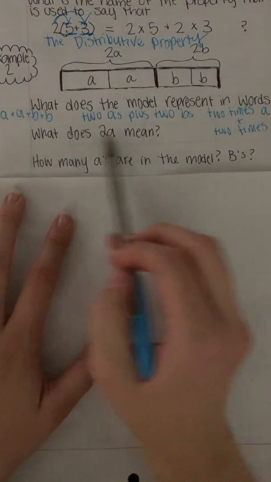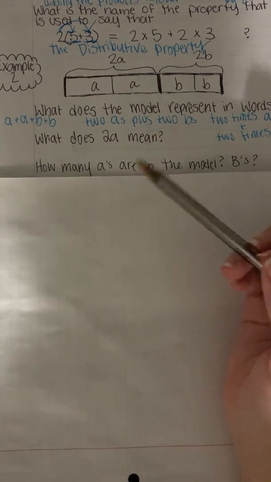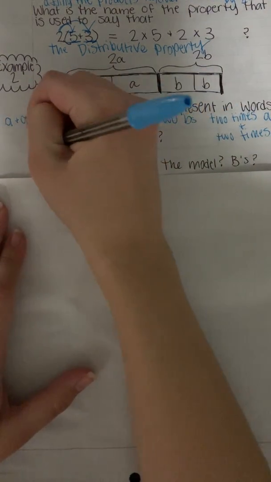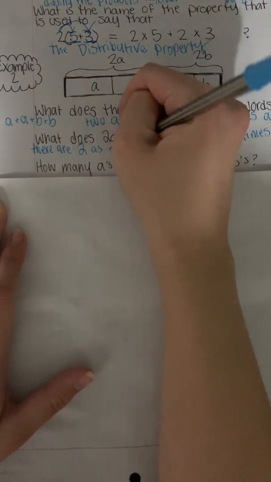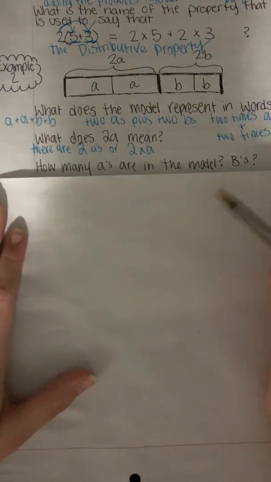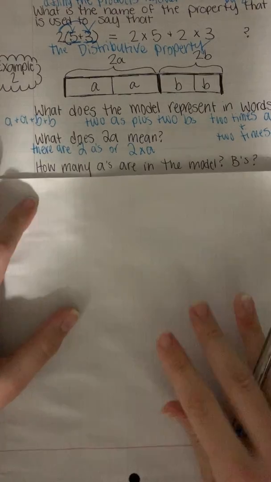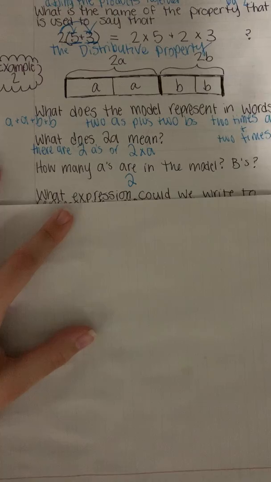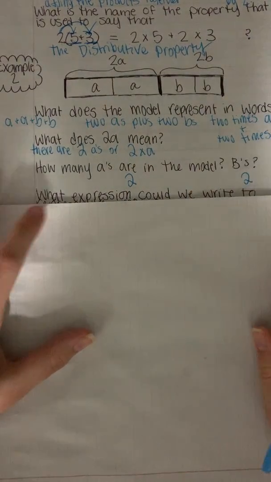And so now, what does 2A mean? Well, 2A means that there are 2 A's, or 2 times A. And we see that here and here. How many A's are in the model? 2. And how many B's are in the model? 2. 1, 2, 1, 2.